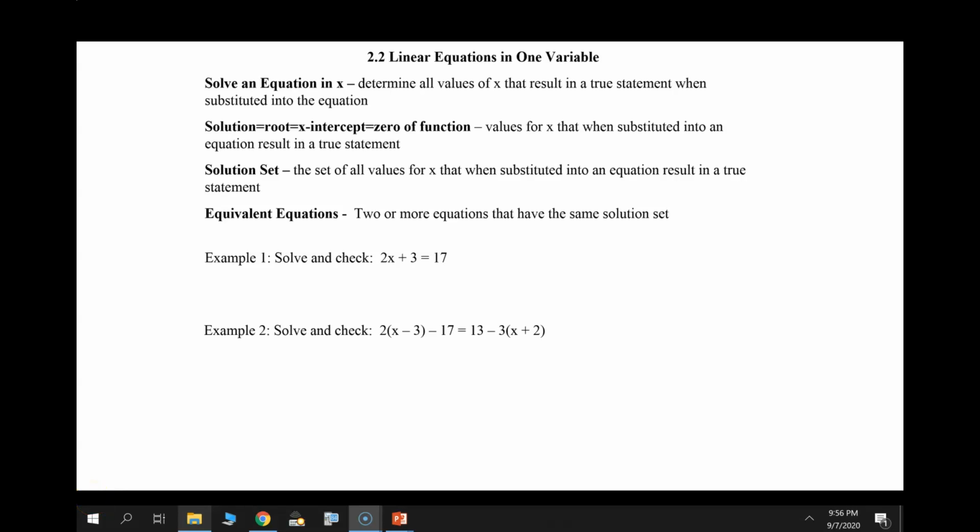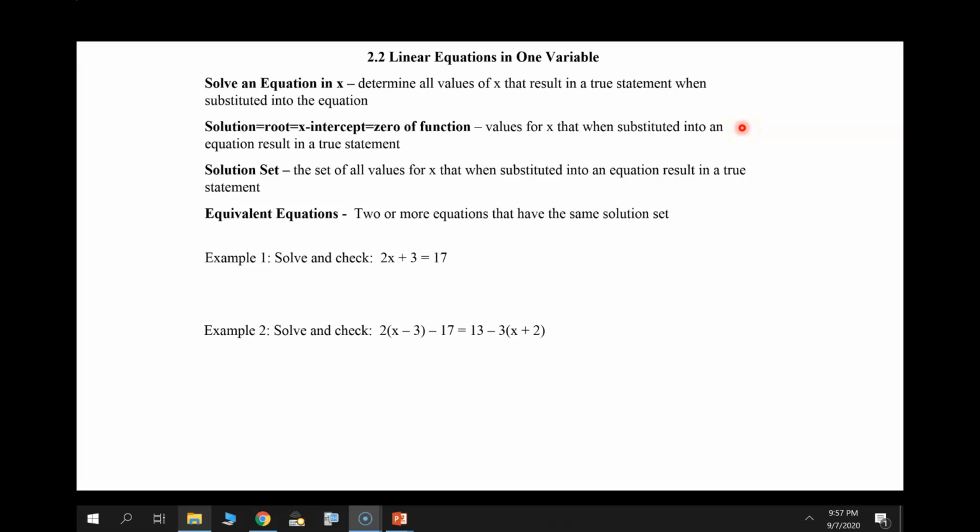All right, let's talk about solving equations. When we talk about solving an equation, basically the root word of equation is equal. You have two expressions that are equal to each other, and you're trying to find the value of x that will make each side equal. Now, sometimes we call that a solution.